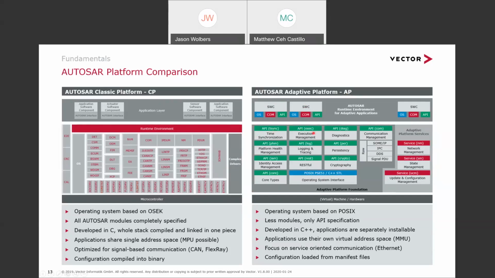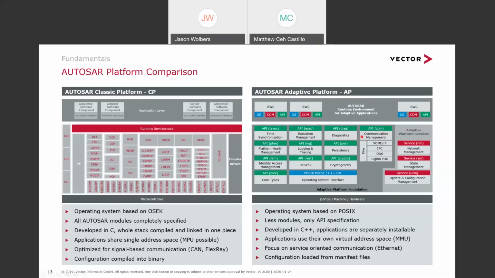And here, execution management. Execution management provides startup and shutdown of individual applications in the automotive domain. Because we're dynamically loading applications, we need a way of controlling when those start up and when those shut down. Diagnostics here is roughly the equivalent of DCM and DEM in the classic domain. So this is providing UDS kernel support and also DTC handling.